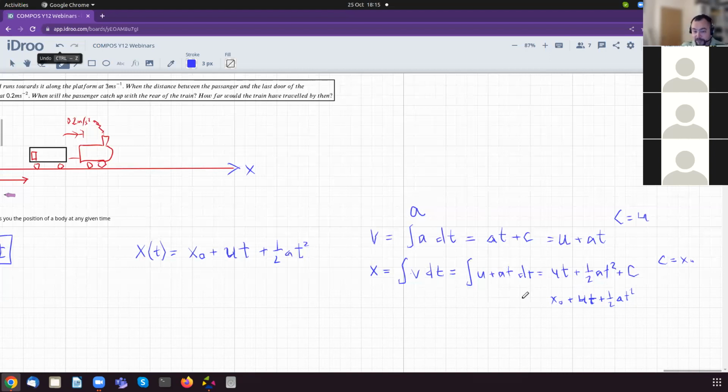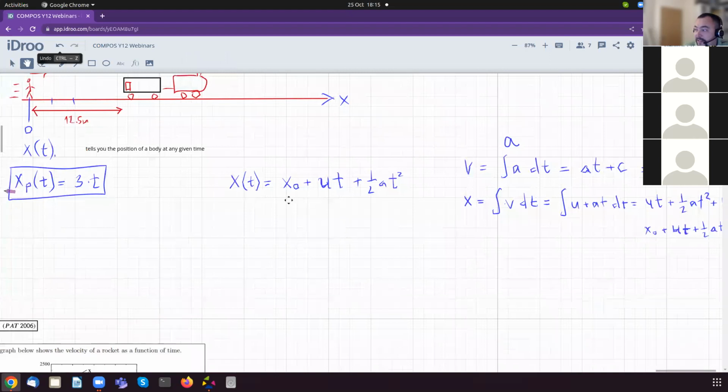Type 1 if you understand what I did here, type 0 if you haven't done integration yet. Oh, brilliant. Okay, very nice.